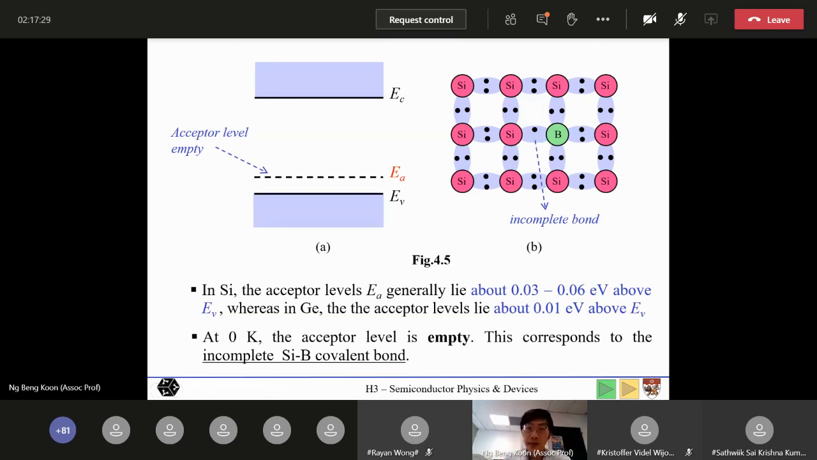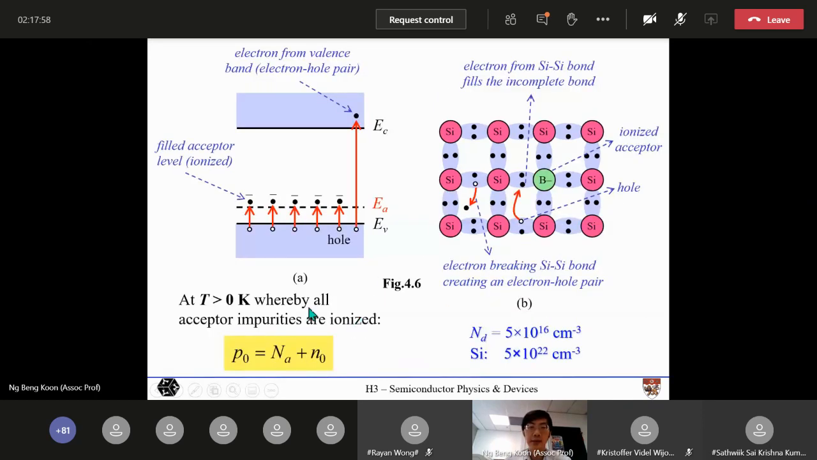So this incomplete bond will have an energy level that is just above the valence band edge. The energy of this incomplete bond is called the acceptor energy level, and it provides a state that an electron from the valence band can go up to. If you put this semiconductor at a temperature above 0 Kelvin, then in the band diagram, your electron in the valence band would want to go up to the acceptor level.